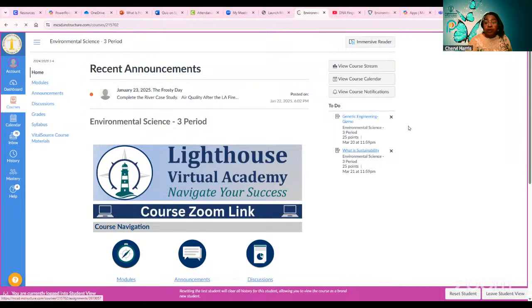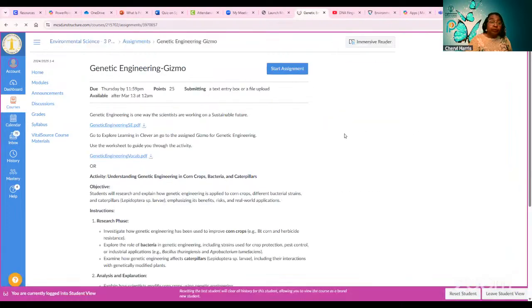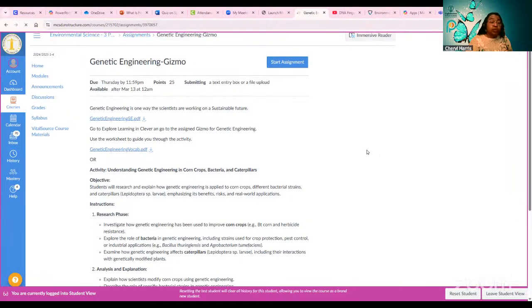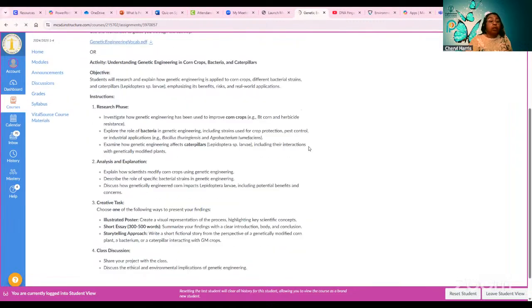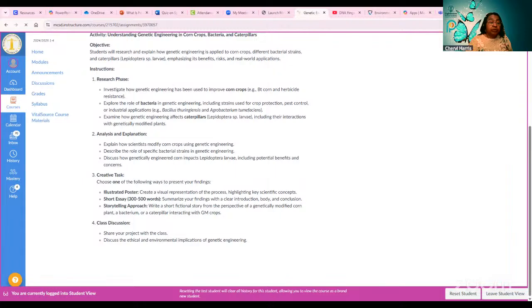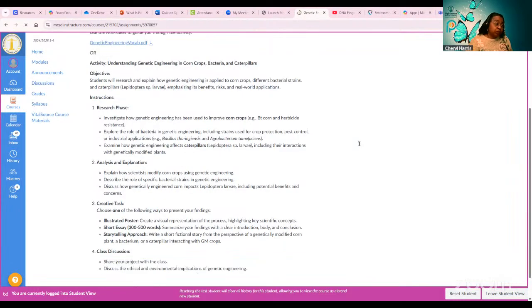Okay, so you're working on this assignment, doing either completing the gizmo or, even though it says gizmo is still the title, complete this activity here. And again, if you're going to do this activity, it is worth 25 points. You need to make it 25 points worth of an activity.